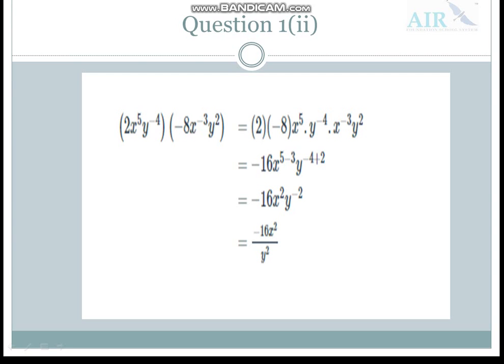Okay, class. Moving towards question number 1, part number 2. So we are doing chapter number 2, exercise 2.4, question number 1, part number 2. Your question is 2 into x power 5 into y power minus 4 into minus 8x power minus 3 y square, and we have to simplify this by using law of exponents.